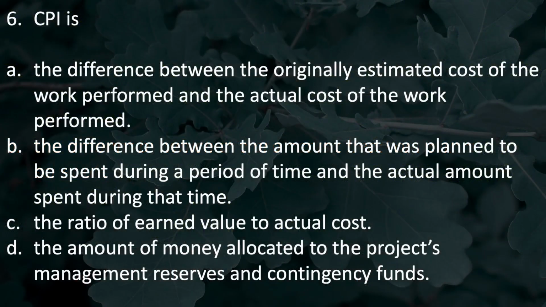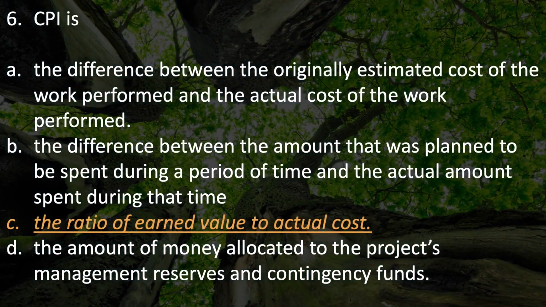6. CPI is A, the difference between the originally estimated cost of the work performed and the actual cost of the work performed. B, the difference between the amount that was planned to be spent during a period of time and the actual amount spent during that time. C, the ratio of earned value to actual cost. Or D, the amount of money allocated to the project's management reserves and contingency funds. And the correct answer is C, the ratio of earned value to actual cost.